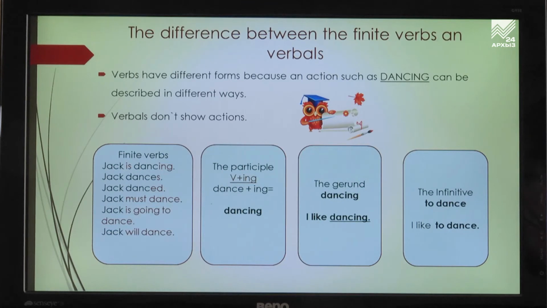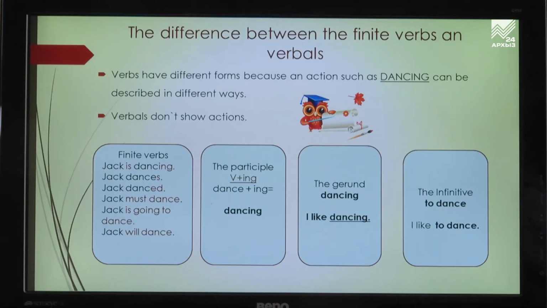So the difference between the finite verbs and verbals. Verbs have different forms because an action such as playing, dancing, or singing can be described in different ways. Verbals don't show actions. Чем же отличаются они? Тем, что личные глаголы имеют способность описывать какие-то действия. Слово dancing мы взяли, dance, танцевать. А неличные формы глагола не могут описывать эти действия. Verbals don't show actions.